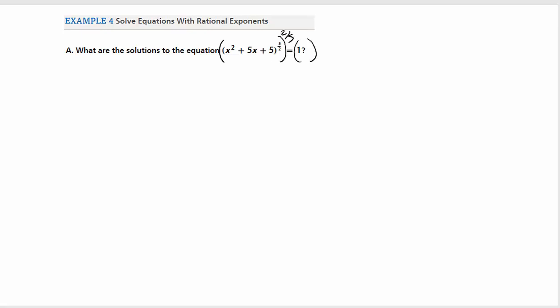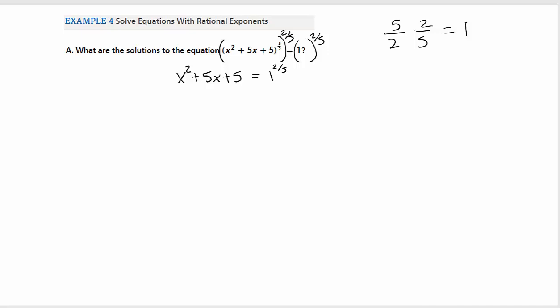And the reason why we're going to raise both sides to the 2/5 is because 5 over 2 times 2 over 5 simplifies to be 1. So essentially it eliminates the exponent on the left-hand side. So we get x squared plus 5x plus 5 is equal to 1 to the 2/5.